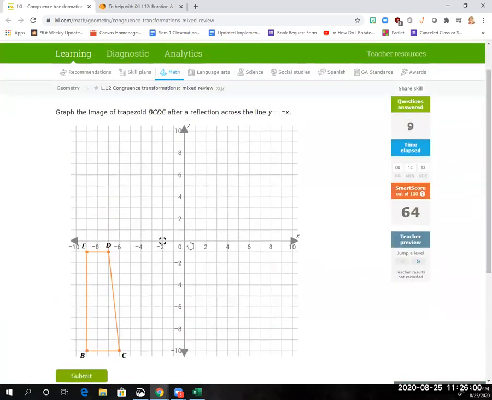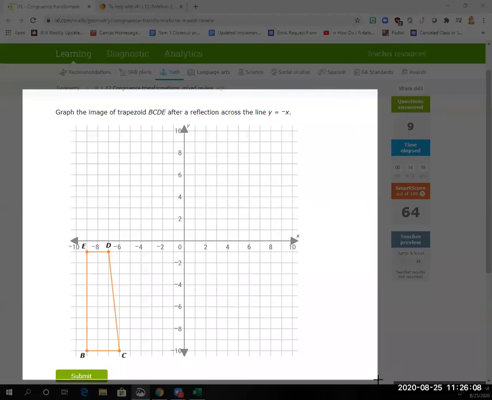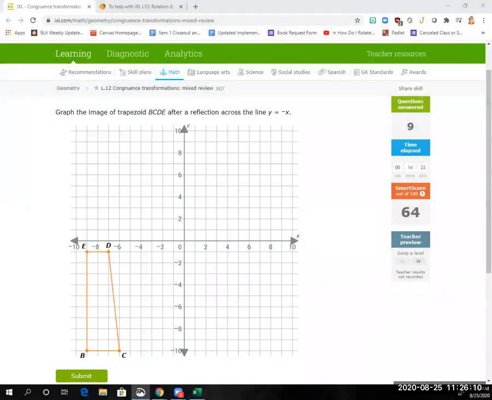And since here it doesn't tell me, it just wants me to graph it, I'm going to have to take a picture so I can write out my points. For me, on your own, you would just write it on a piece of paper, but I'm trying to show you what it would look like.